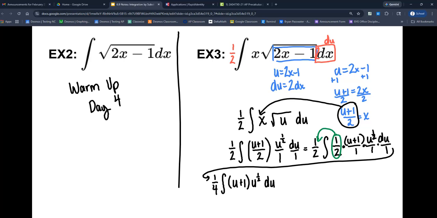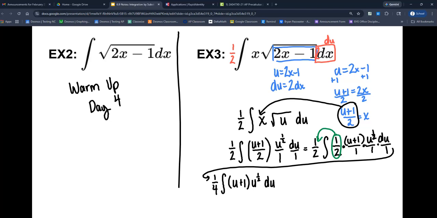Do I know how to integrate u plus 1 times u to the 1/2? I don't have a product rule for integrals, and I'm not going to have one. These are the most complicated integrals we're going to get to doing by hand. There are some other things you can do that you'll do probably in Calc 2 if you take it, but we are not required to do that here. We only do the first little bit of Calc 2.